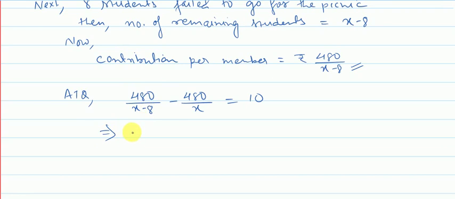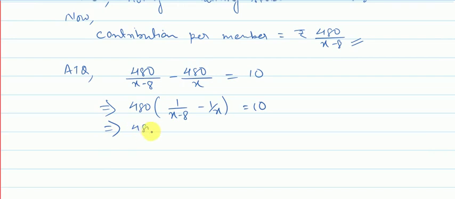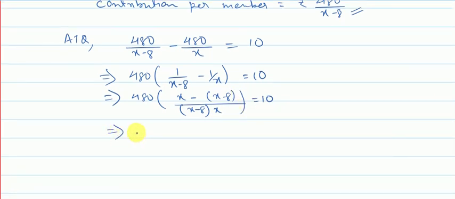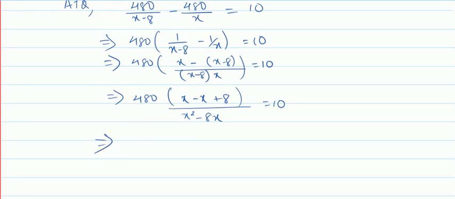Here the numerator is the same, so take 480 common and you are left with 1 upon X minus 8 minus 1 upon X. Taking the common denominator, you get 480 times X minus X plus 8 over X square minus 8X is equal to 10. So X cancelled and you are left with 480, and this plus 8 will multiply over here. Okay, so you get this.